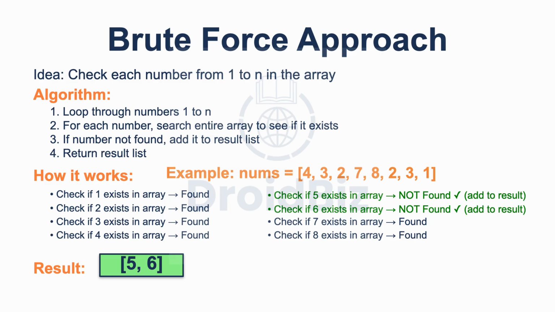Let's see how it works step by step. We check if 1 exists in the array. It's found. Check if 2 exists in the array. It's found. Similarly, check the entire array. Our result is 5 and 6. This approach works, but notice we search the entire array for each number. That's why it has big O of n squared time complexity.